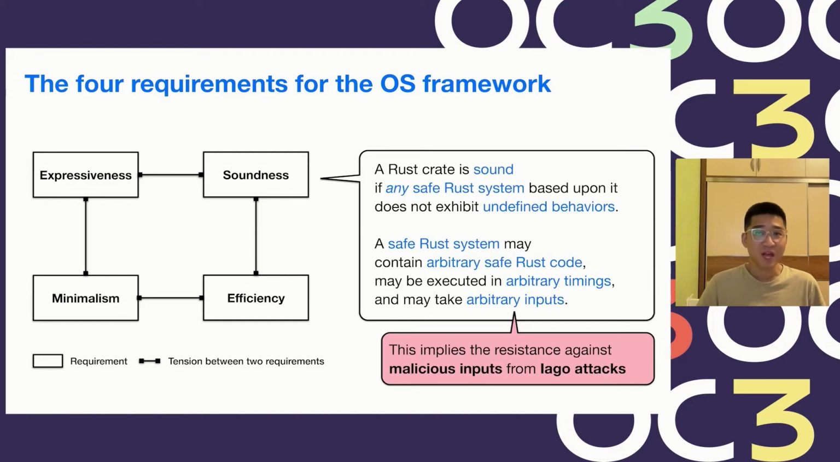The Rust programming language sets a high bar for soundness. For a specific use case, that is our OS framework, it has to guarantee that the kernel won't have any undefined behavior. So regardless of how one may write the safe OS services, regardless of how the CPU may execute the kernel concurrently, and regardless of how the environment may provide inputs to the kernel. This definition of soundness implies that the framekernel is naturally resistant to the untrusted inputs from IAGO attacks.